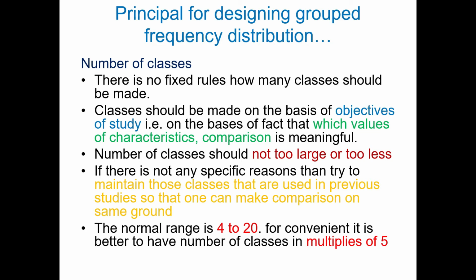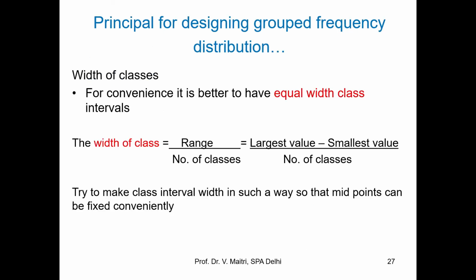So the number of classes should not be too large or too small. If there is any specific reason, then try to maintain the classes that were used in a previous study, so that it is very easy to do the comparison. Normally we make 4 classes to 20 classes. We try that the number of classes should not go beyond 20. And for our convenience, it is better that the number of classes be a multiple of 5. It makes further statistical analysis easier.